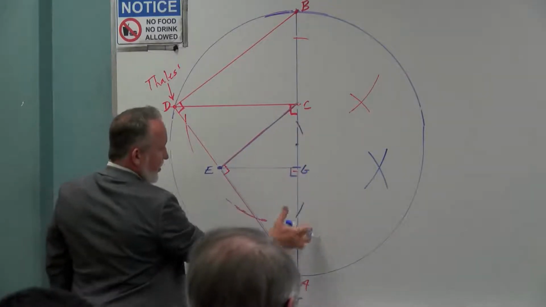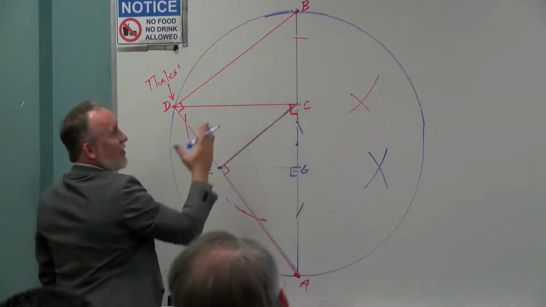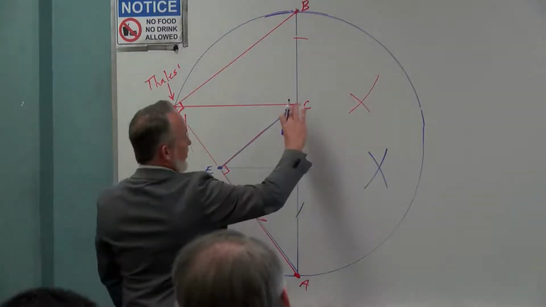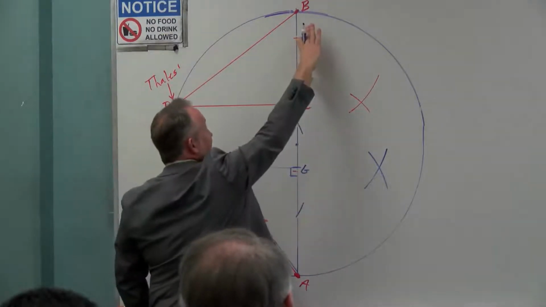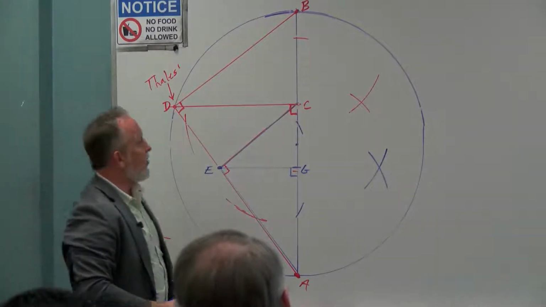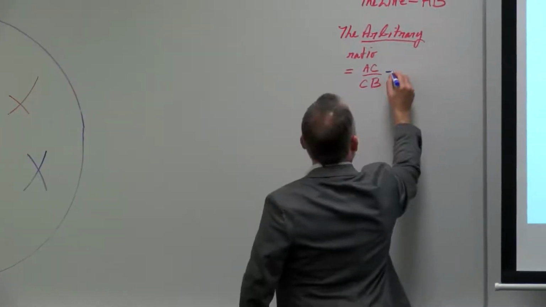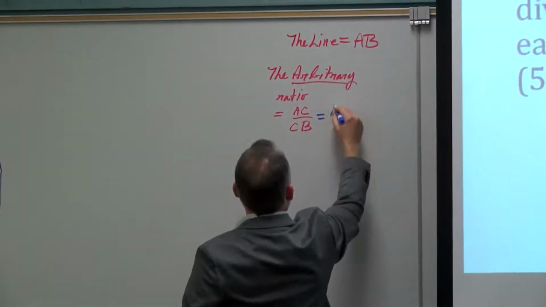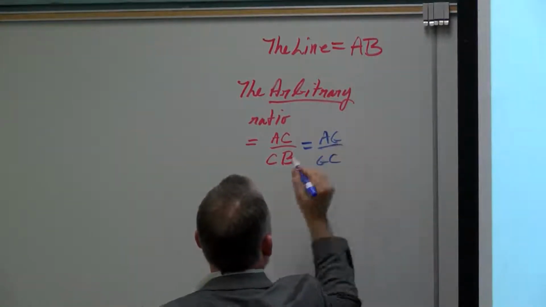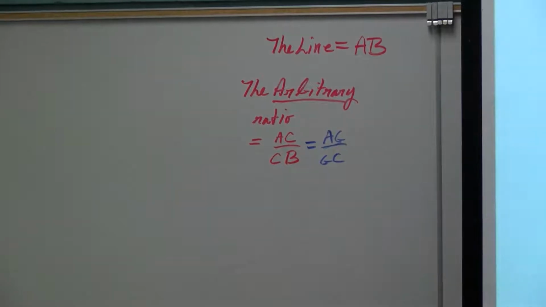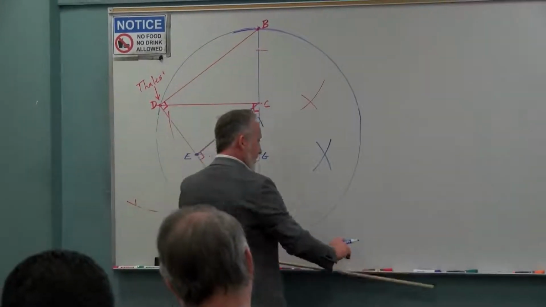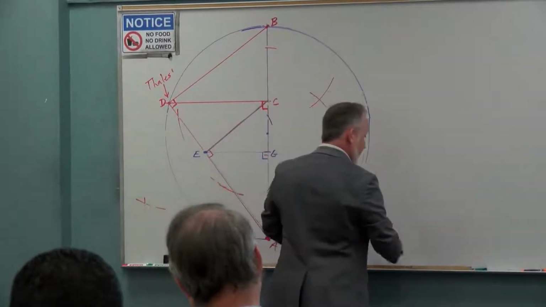So now this lower section has been divided by the same ratio. This is to this as this is to all of this. They're in the same ratio. So that arbitrary ratio now, we get AG is to GC. That's the same ratio. And likewise, we can do the same thing up here. Let's see. Well, let's use a different color.